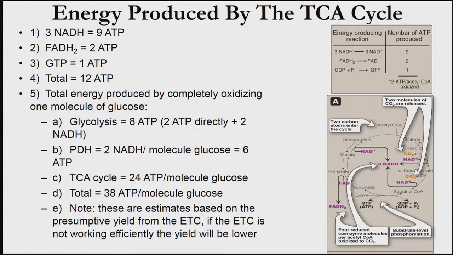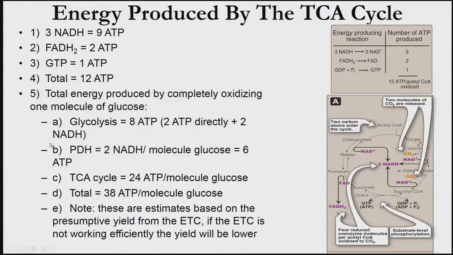Now we can use that same math and calculate the energy produced by completely oxidizing 1 molecule of glucose. So we're starting with glucose, making pyruvate, sending it to the pyruvate dehydrogenase complex, making acetyl-CoA, and sending that acetyl-CoA through the TCA cycle. At that point, every carbon that started in that glucose molecule is lost as CO2. So you've oxidized it completely. So how much energy do we get there?